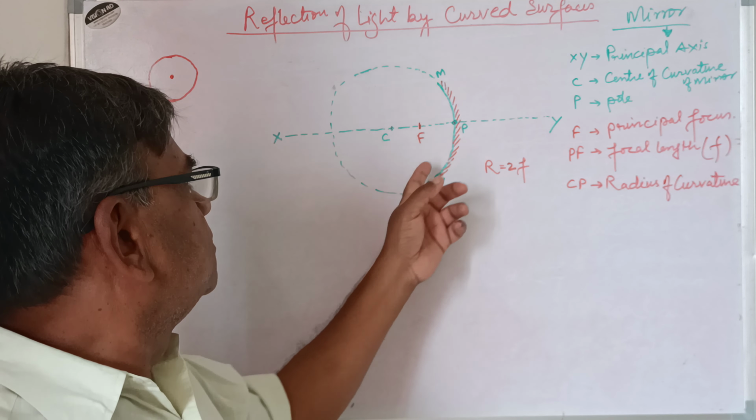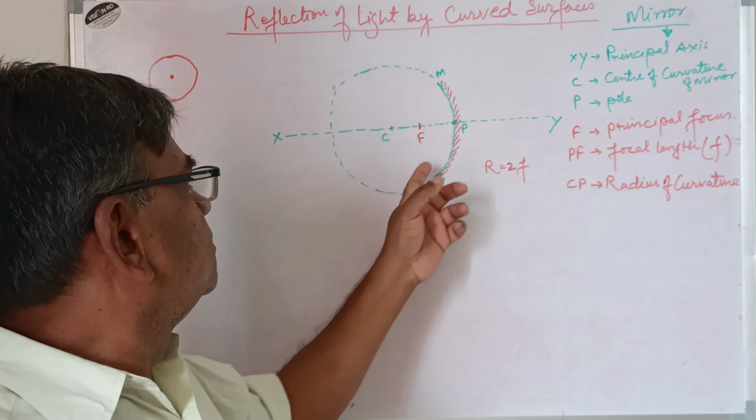Converging means these are parallel rays going, and if after reflection they come to any point, suppose they come to the focus, we will discuss later, or if they proceed further in the same direction and come close to each other, then this deviation of rays is called converging. These are called converging rays. The process is called convergence.